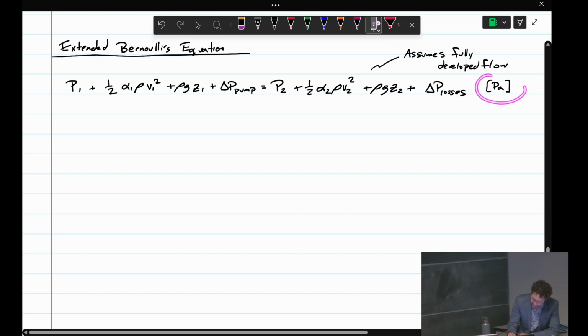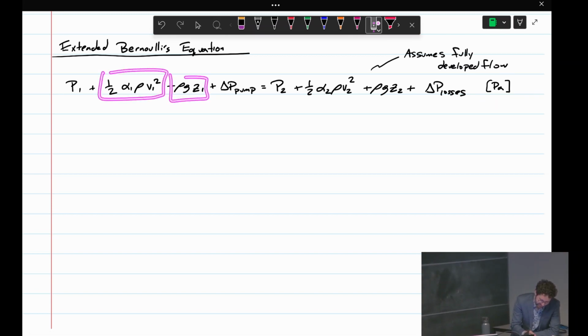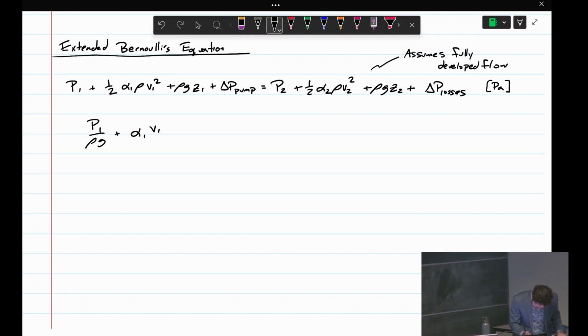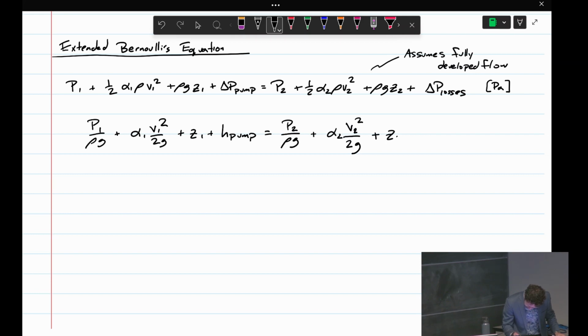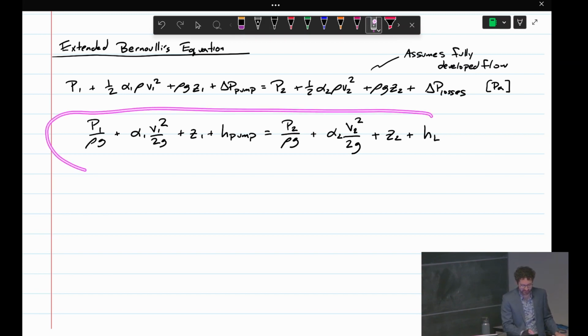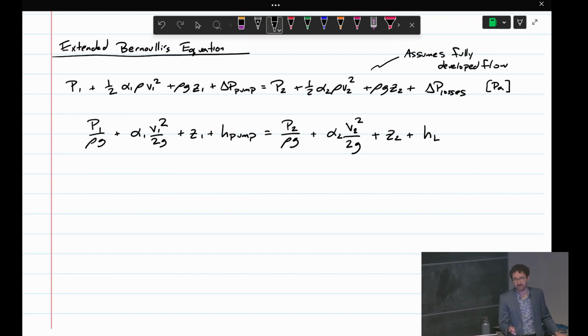So I've written here the units of this equation. Every term in this equation has units of pascals, so that's the pressure form. We can also write it in head form. We just do everything over rho g. So delta P pump over rho g is just a pump head. And what are the units of the head form of Bernoulli's equation? Length, meters, yeah, exactly. Meters.